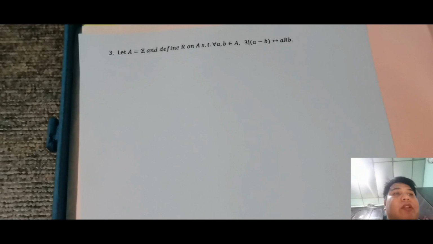Okay, so let's have number 3. Hoping na sana siya ay ER para makapag-produce tayo nung kailangan natin, yung partition, para makita nyo yung ginagawa ni sir. So in terms of infinite sets or something na ganyan, proving.